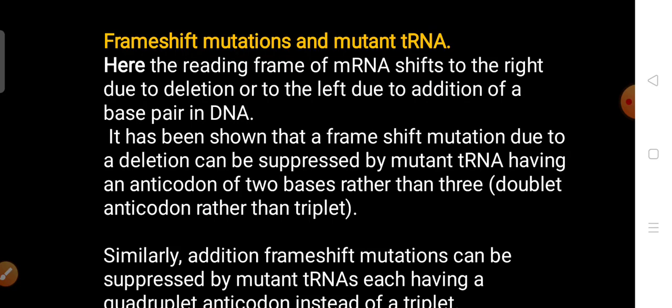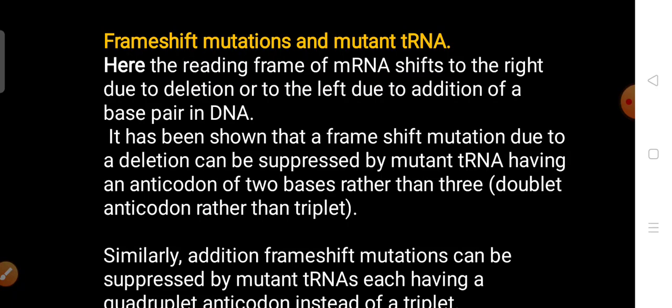Here, what happens in a frameshift mutation? Because of addition or deletion of a base, the reading frame is shifted either in backward direction or in forward direction. That means towards the left if there is addition of a base, or towards the right if there is deletion of a base. It has been shown that frameshift mutation because of deletion can be suppressed by a mutant tRNA having an anticodon containing only 2 bases rather than 3.